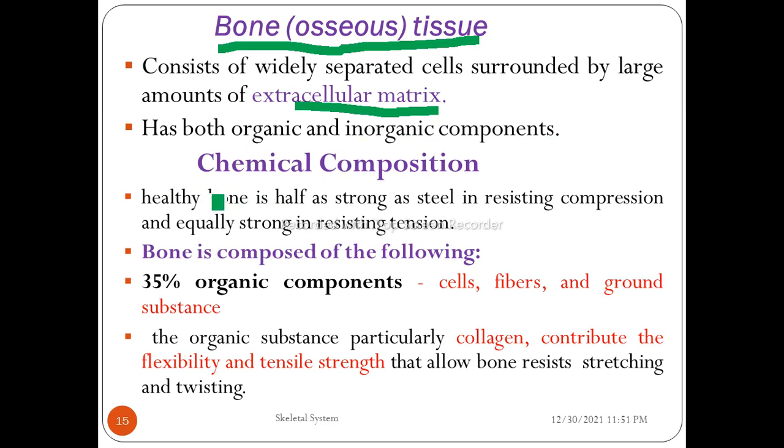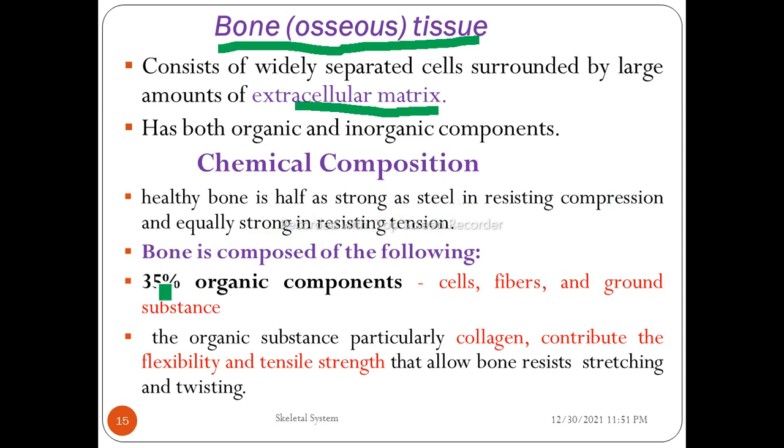Chemical composition: healthy bone is half as strong as steel. It is strong just like steel in resisting compression, but equally strong in resisting tension. So in compression it is half, and in resisting tension it is equal to steel. So the bone is composed of the following structures.